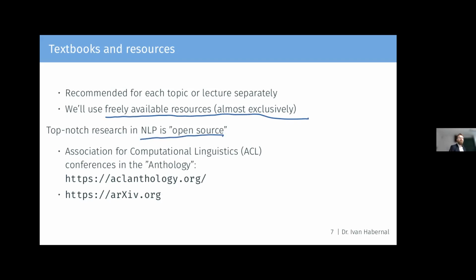The research community in NLP is centered around the Association for Computational Linguistics, ACL for short, and they run a couple of conferences, like the ACL conference, NAACL, and so on. You'll see citations to those conferences, and all the papers are freely available in the anthology or arXiv. So we're going to use public resources. If there's something you need to read, I'll let you know. Most of the references are there so you can go to the sources and get more material if you're interested in the topic. Any questions? Good.